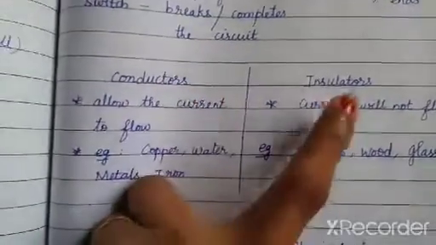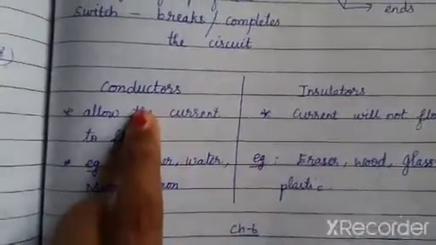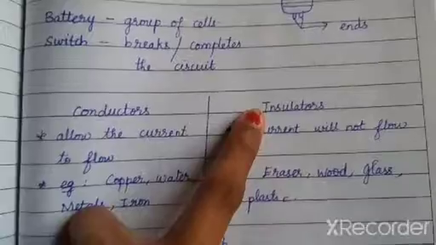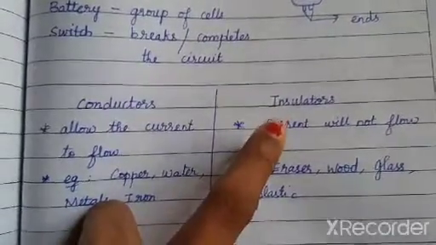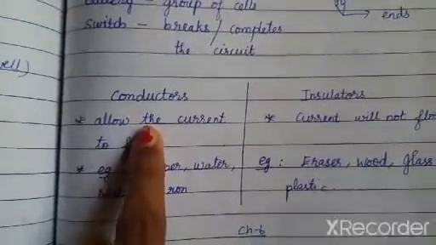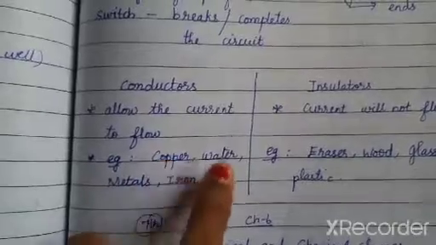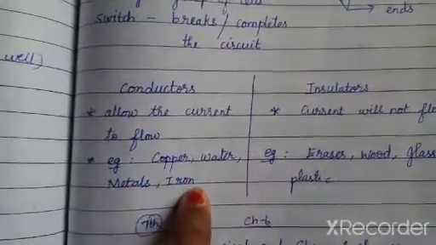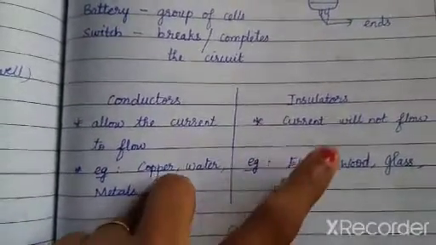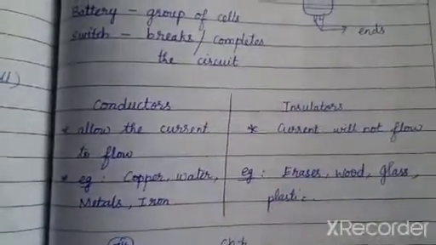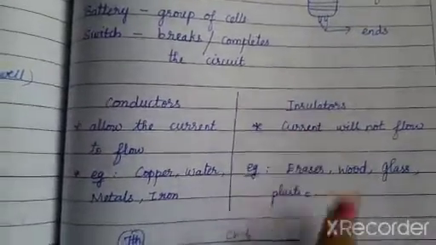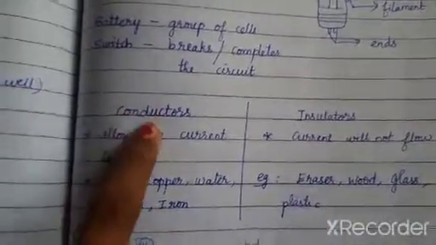Then we discussed conductors and insulators. Conductors are the materials which allow the current to flow through them, whereas insulators are the materials which will not allow the current to pass through them. Examples of conductors are copper, water, metals, iron, and aluminium. Examples of insulators are eraser, wood, glass, and plastic, because they do not have the capacity to let the current pass through them. Current will pass only through the conducting materials.